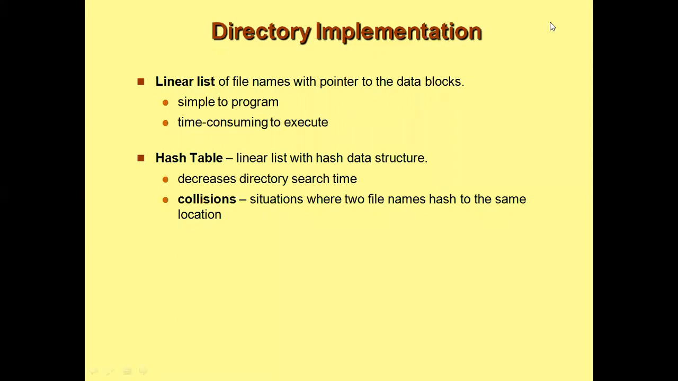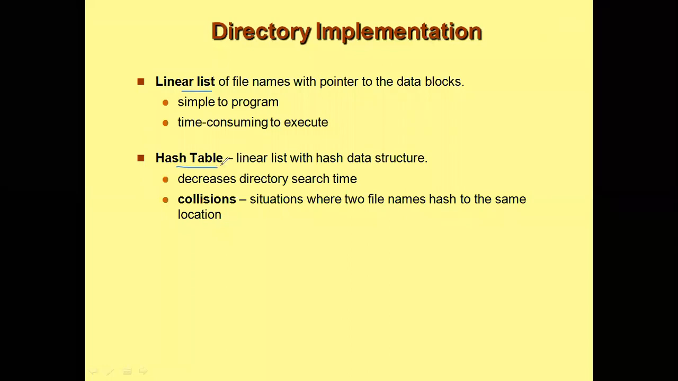Okay, so we can implement a directory using two ways. One is a linear list and the other one is a hash table. So as the name says, linear list. A linear list is a list of file names with pointers to the data blocks. You know that a disk is divided into blocks and the file is also broken into blocks and stored on the disk. So a linear list consists of file names with a pointer to each of the data blocks.